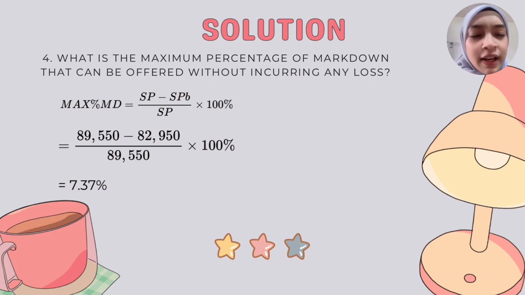So after we calculate all of that, we're gonna have the answer, which is 7.37%. So the 7.37% is our maximum percentage of markdown. So that's the final answer. Easy, right?